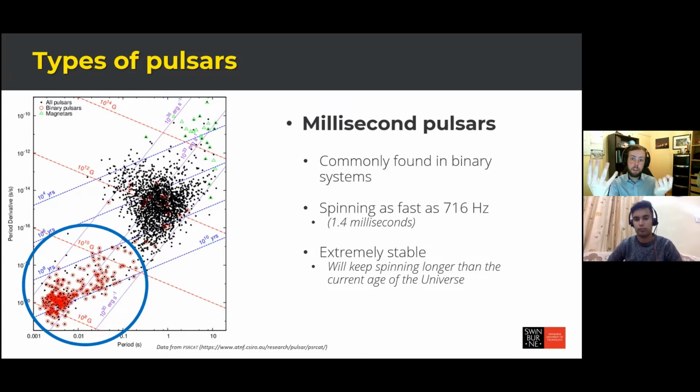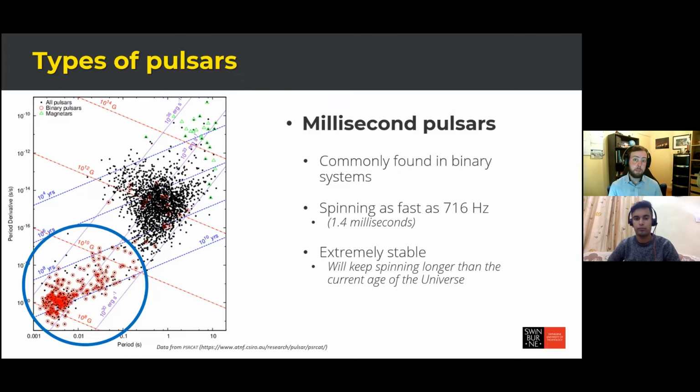So what happens is that companion star starts donating material which gets accreted onto the pulsar, and that accretion process, again by the process of conservation of angular momentum, spins that pulsar up to really rapid rates of rotation until eventually that companion star dies at the end of its life.